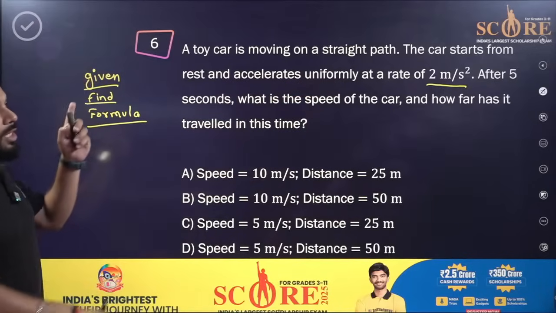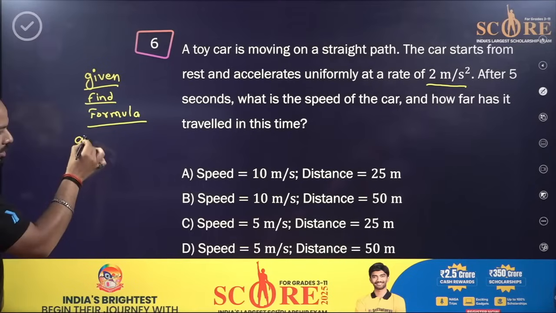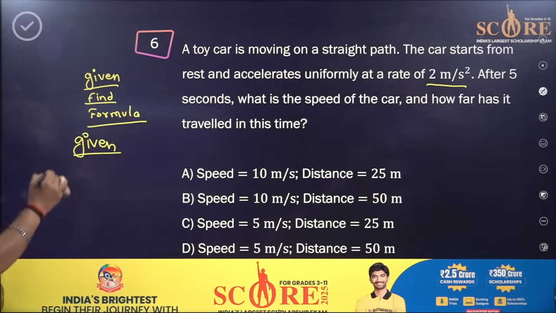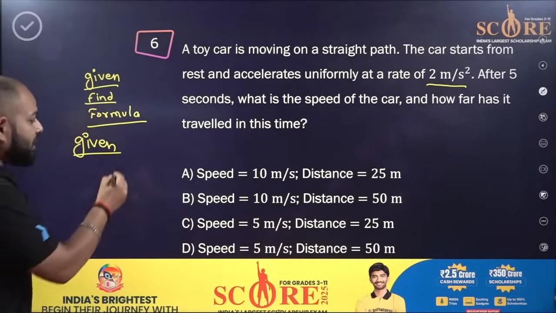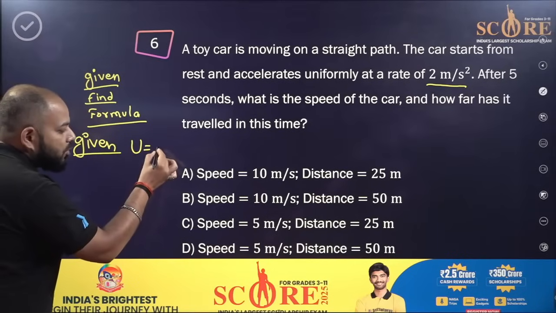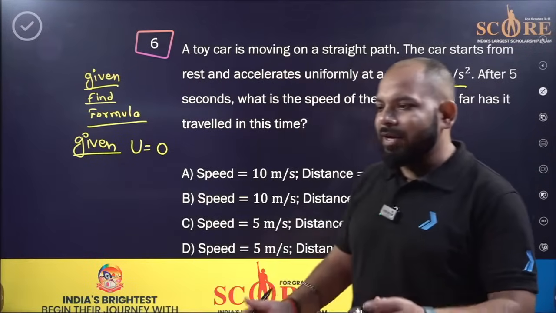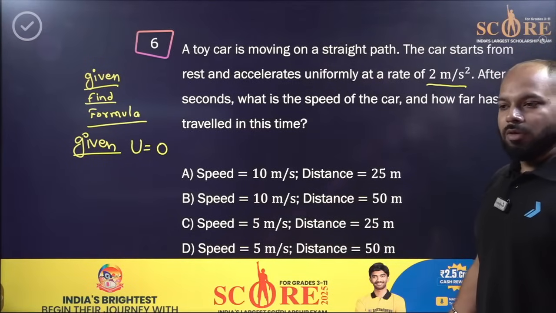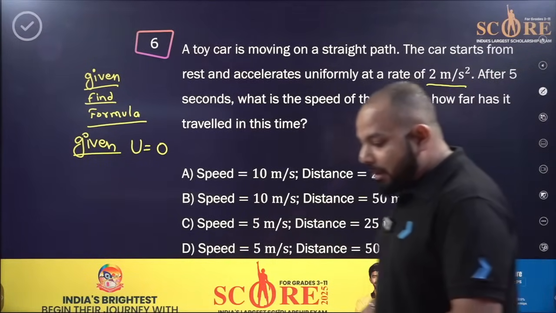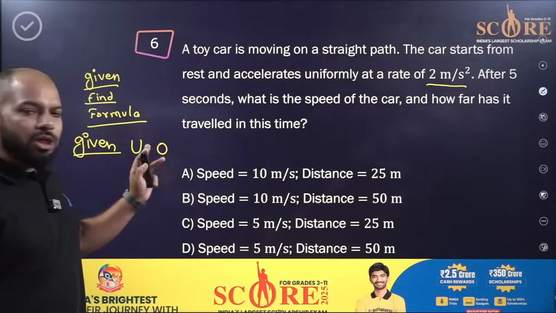So, what is it saying? Straight path it's going. The car starts from rest. Now, given: whenever a body starts from rest, it means the initial velocity or initial speed is 0, because it's at rest only. It's not moving. Simple. If I say I start my journey from this point, I'm at rest right now. But if I start walking, it becomes a different thing. So u is 0. That's the initial velocity, you all know it.